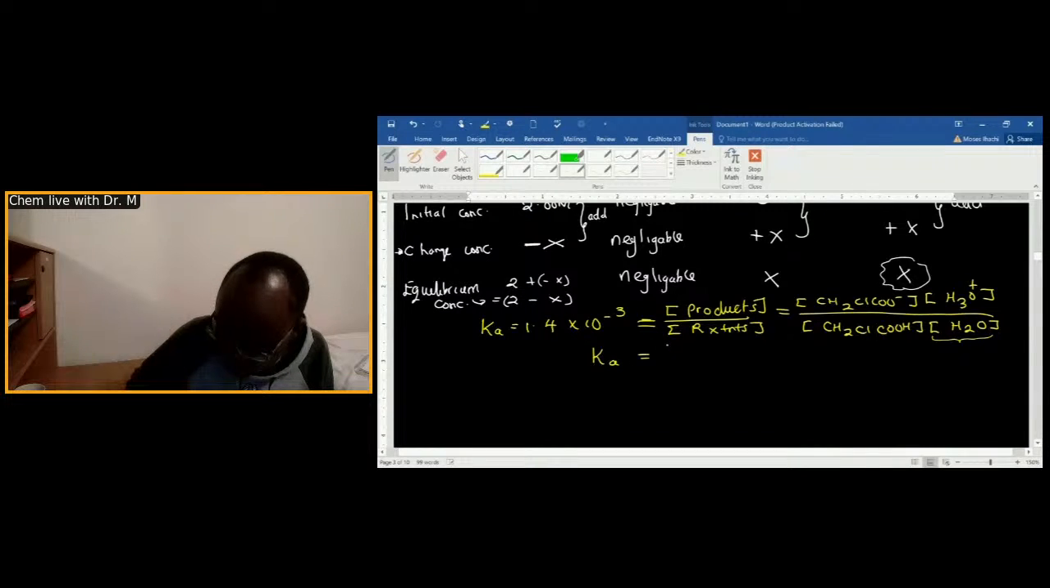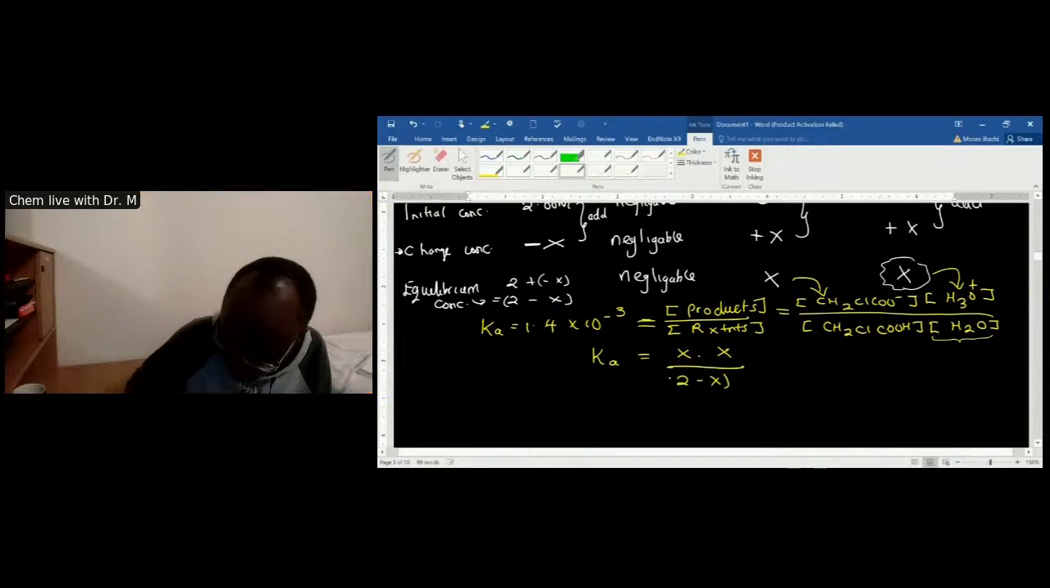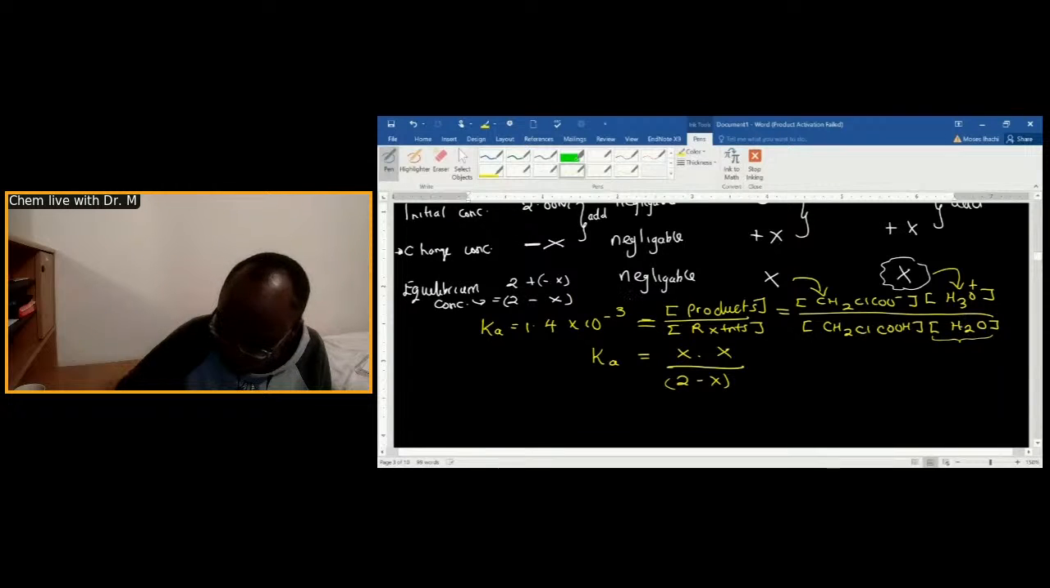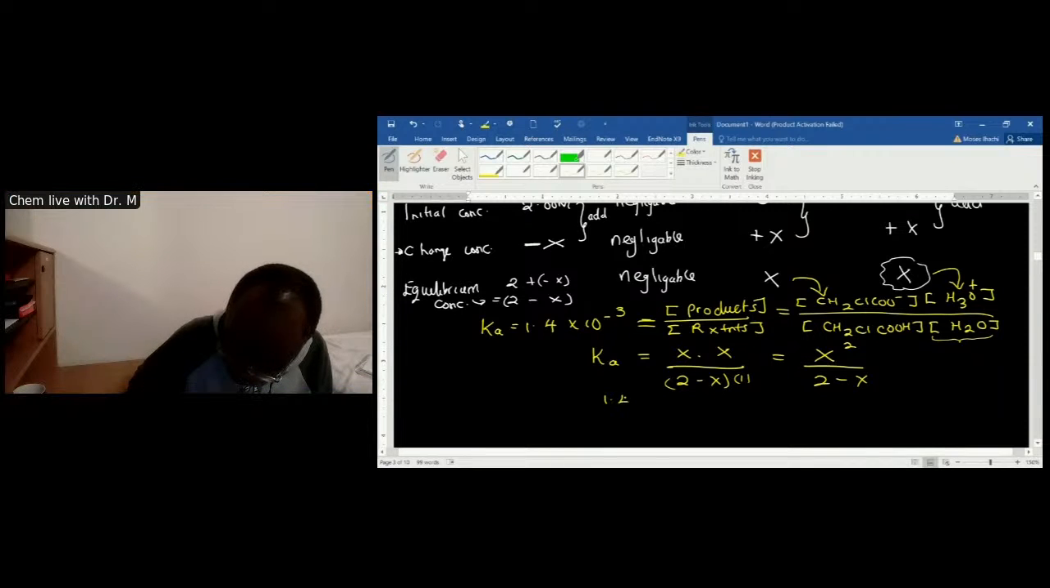So Ka will be written as, you see, chloroacetate concentration is X, multiplied by the concentration of the hydronium, which is X, divided by the concentration of acetic acid at equilibrium, which is 2 minus X. Multiply by the concentration of water. I told you it's a liquid, it's 1. So this can be written as X squared over 2 minus X. Of course, Ka is 1.4 times 10 to the power minus 3, which is going to be equal to X squared over 2 minus X.